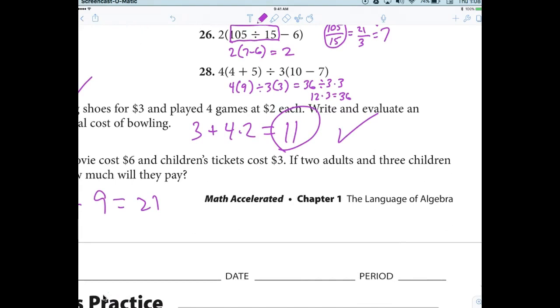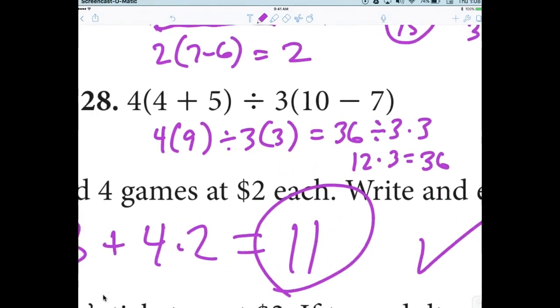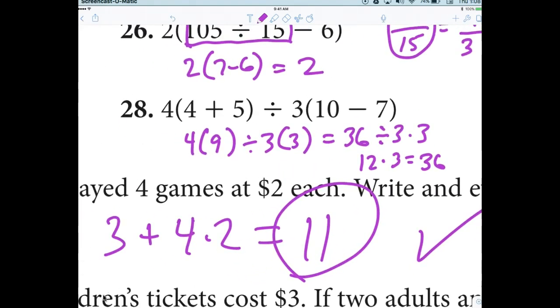28. Here we go. Now, here's where I want you to look at some notes. First thing we have to do is the what? Parentheses. Yes. So 4 plus 5 is 9. Now notice I just left the 4 there, because I came over here and did this parentheses. 10 minus 7 was 3. Now, I do left to right. So I do 4 times 9, which is 36. Now I do 36 divided by 3, and then times 3.